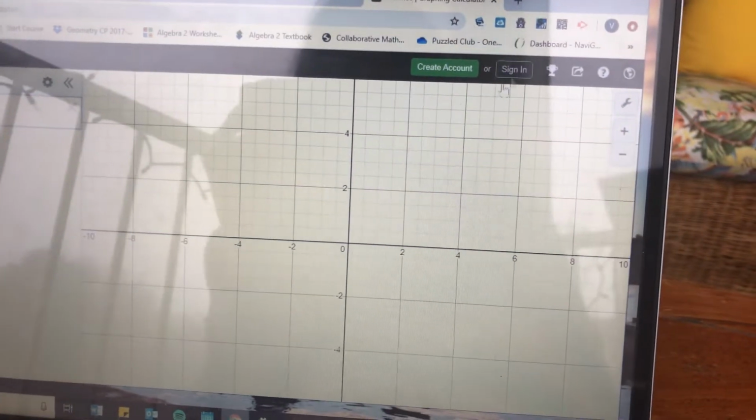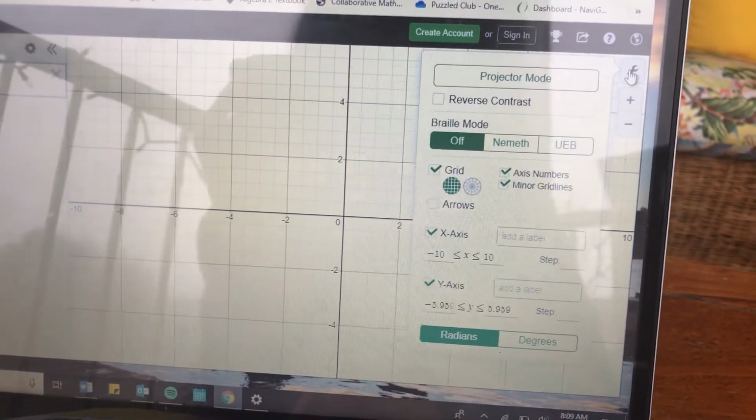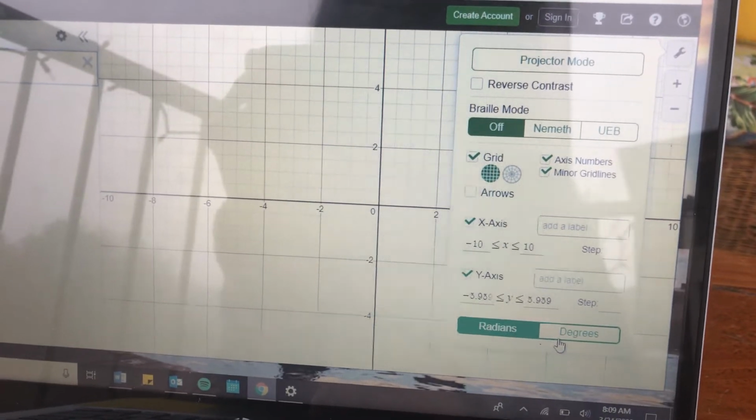Alright, the very first thing we're going to do on our calculator is change it to degree mode.